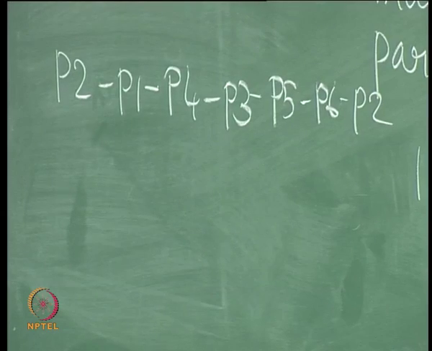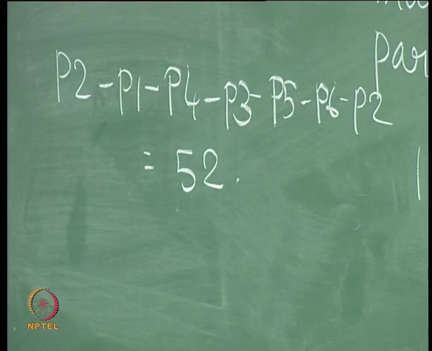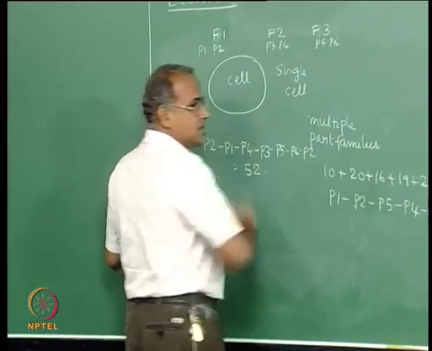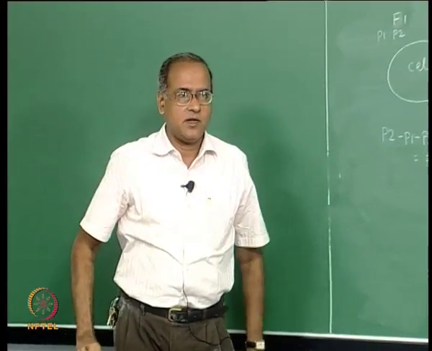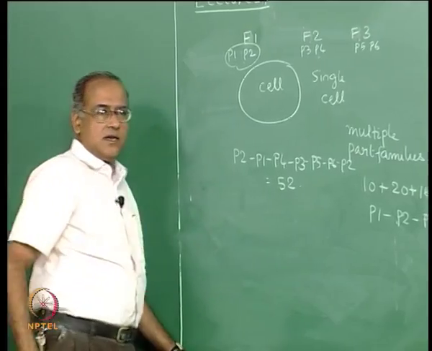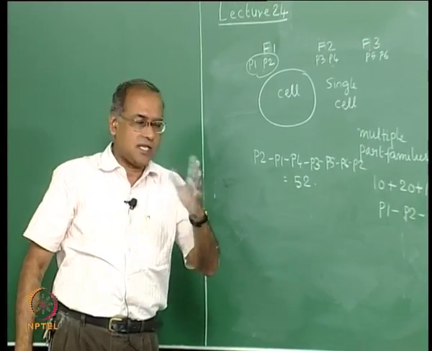So this would give us a changeover time of 52. What we are essentially trying to suggest here is that there are 3 part families, and each part family has a certain number of parts. Within these we have shown only 2 parts, so whether you do the order P1, P2 or P2, P1, they will be okay.